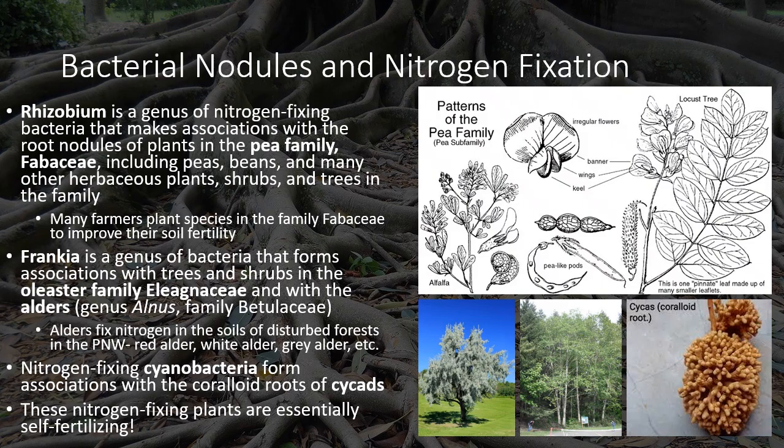Sometimes it can cause problems. If you look at this bottom left-hand corner, that is a Russian olive, and Russian olives are super invasive in North America, and they form associations with Frankia. They're in the family Elaeagnaceae, and that allows them to survive on really poor soils and be a really horrible invasive species.